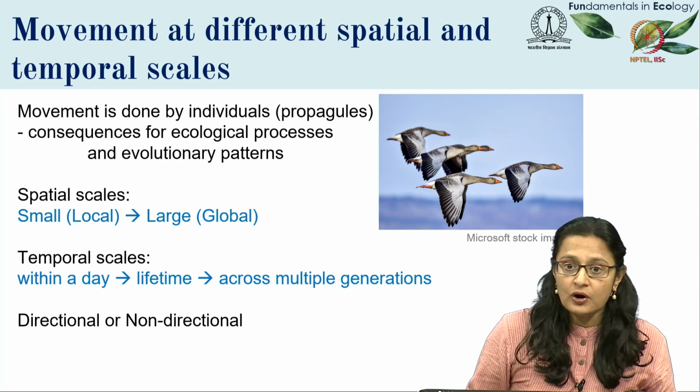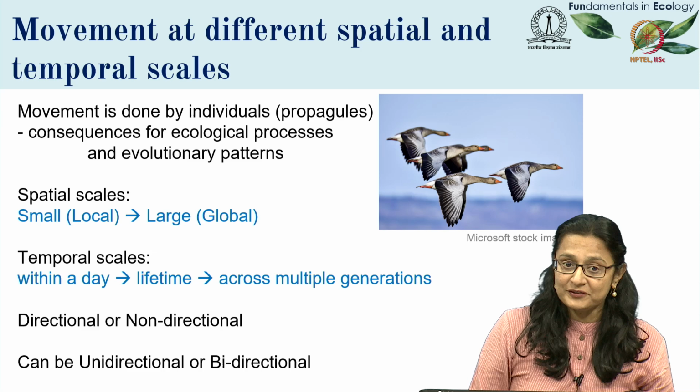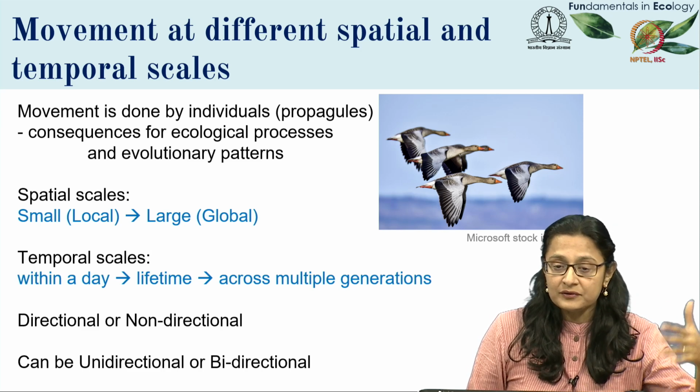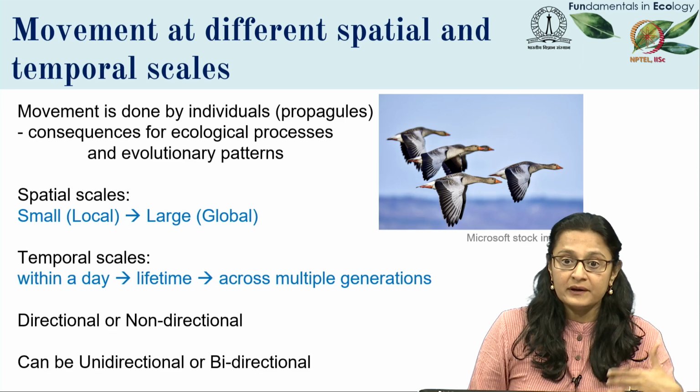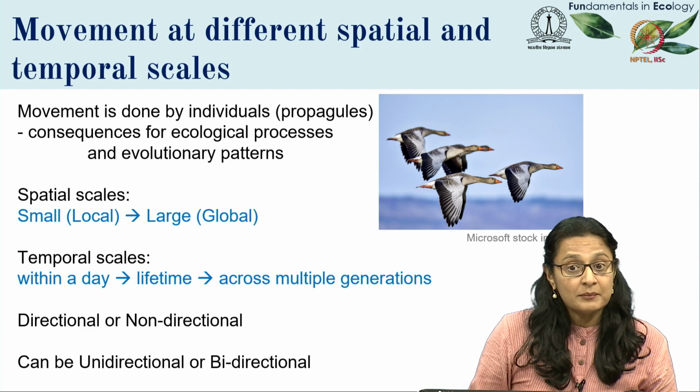Movement can be directional or non-directional. Can be unidirectional or bidirectional. So for example, you could have dispersion happen in one direction where an animal moves from point A to point B and then stays there, or it can be bidirectional, which is what we usually think about when we consider migration.